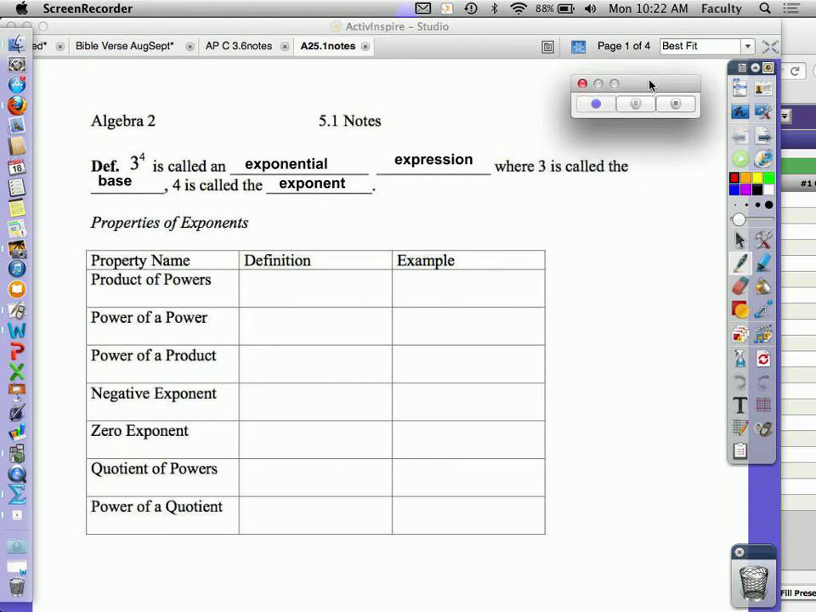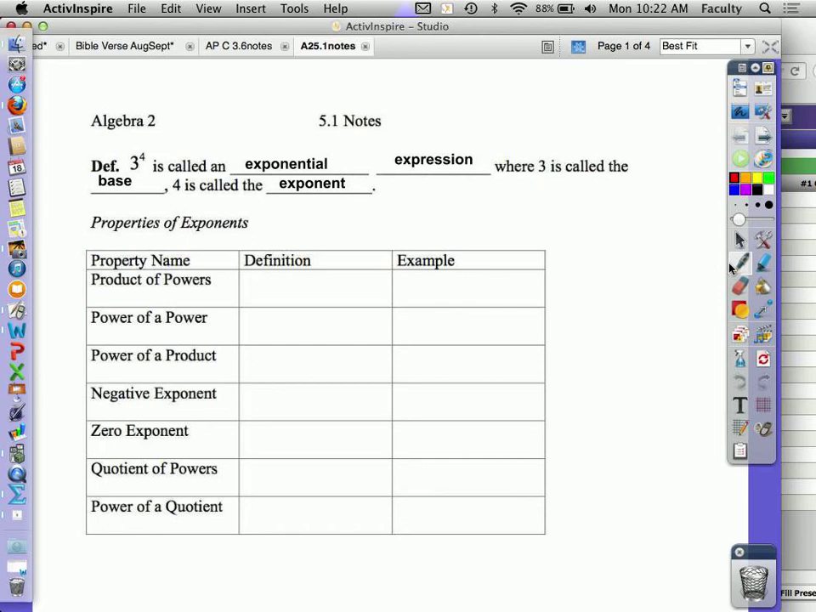Okay, 5.1 notes. 3 to the 4th power is called an exponential expression where 3 is the base and 4 is the exponent. So we're going to look at these properties. These are properties from Algebra 1, so we're just reviewing them. And if for some reason you do not remember them, please come in at lunch and let me help you.